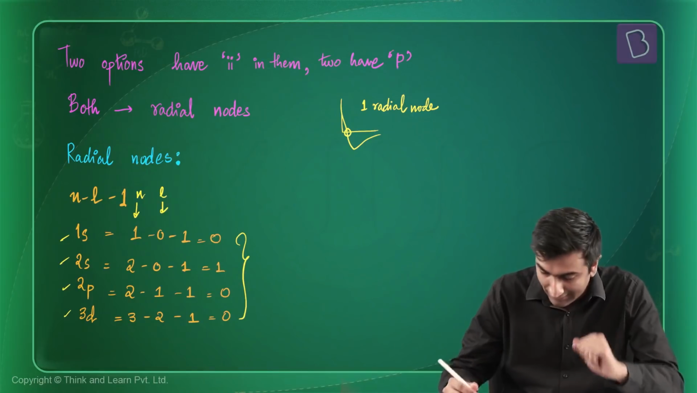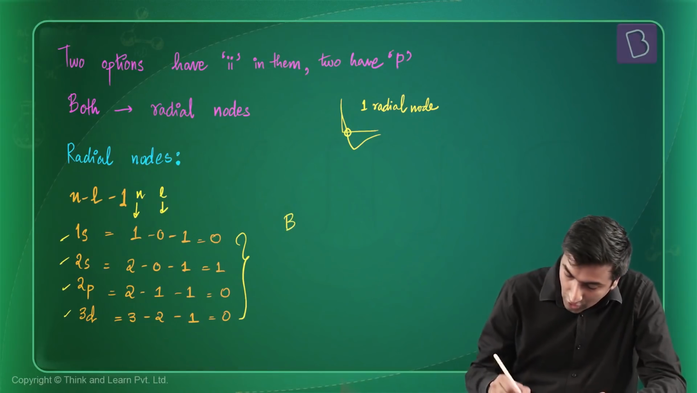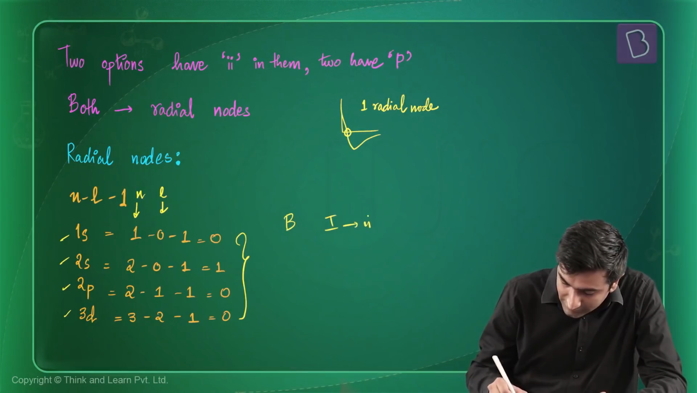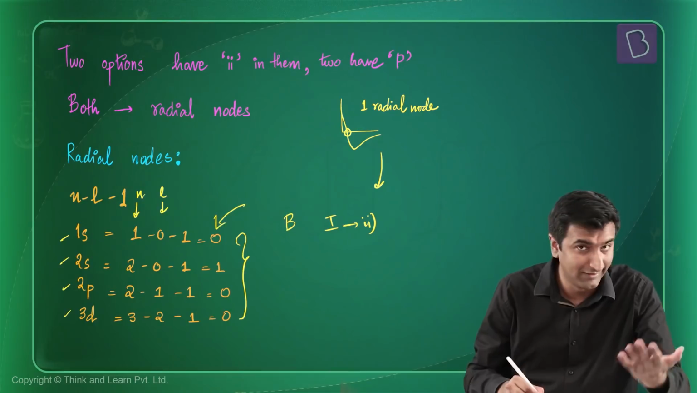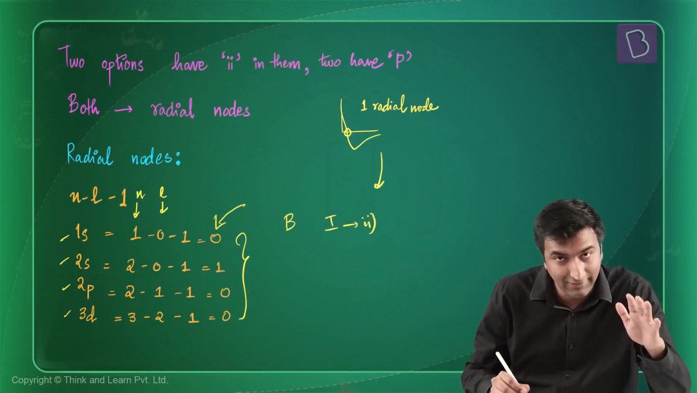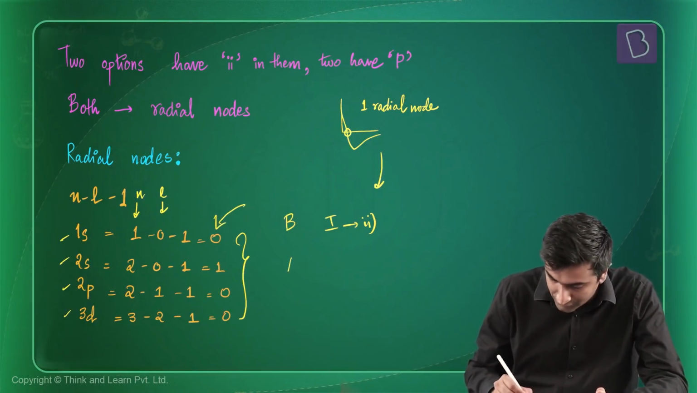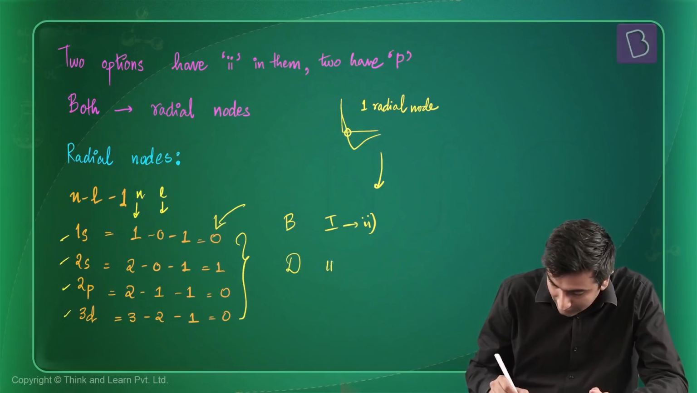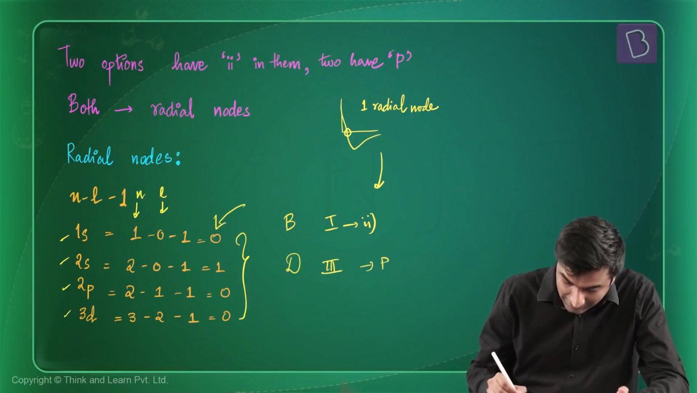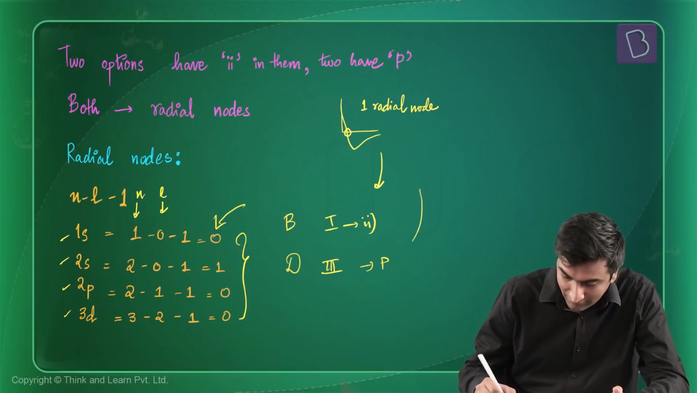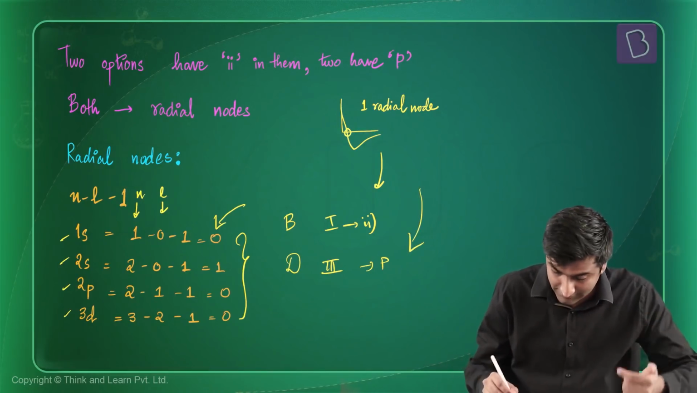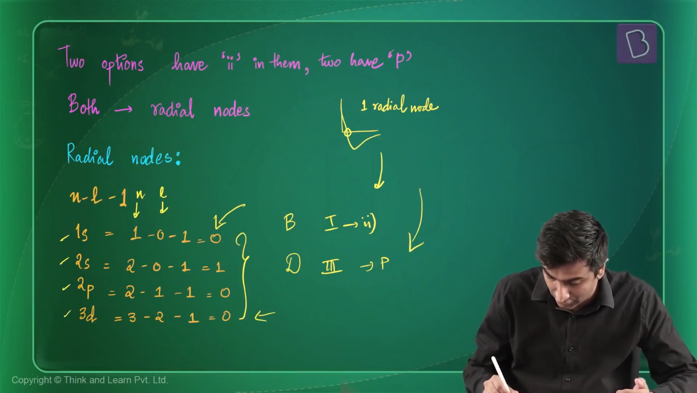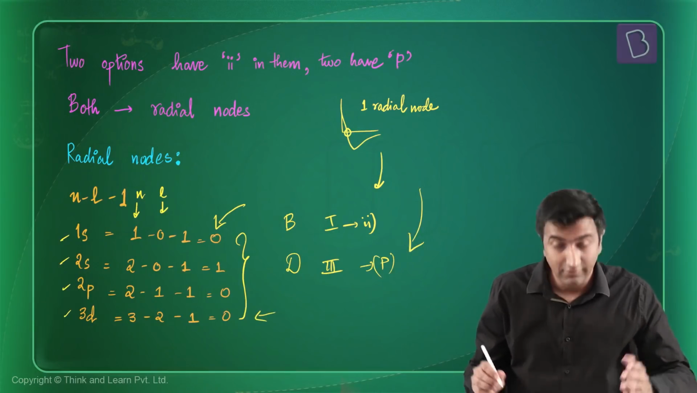Which ones? Look carefully. In option B, we talk about 1 matching with 2, which was that 1 radial node, this idea. Clearly, 1 does not have 1 radial node, has no radial nodes, right? That's out of the way. That's definitely not correct. And we also eliminate option D. D is 3 matching with P, which again is, guess what? 1 radial node, right? But in the graph format. So that's not true. It has no radial nodes. So this one's out too.